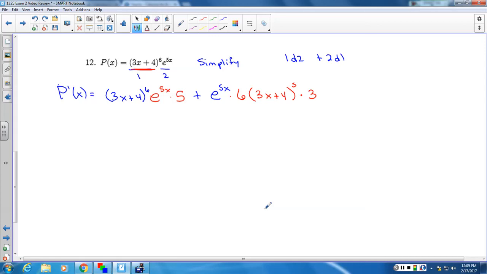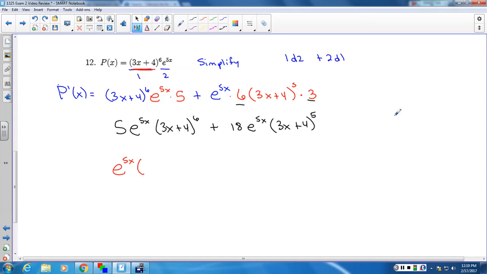I'm now going to reorder. That's the calculus. I'm going to reorder this. I'm going to put my number in front and then my e and then the ugly term. Plus 6 times 3 is 18 and then the e and then the ugly term. And then I look at these two. I can't take a number out of both, but I can take an e to the 5x out of both. I have 6 of the 3x plus 4 terms over here, and I have 5 of them over there, so I could take 5 of them out.